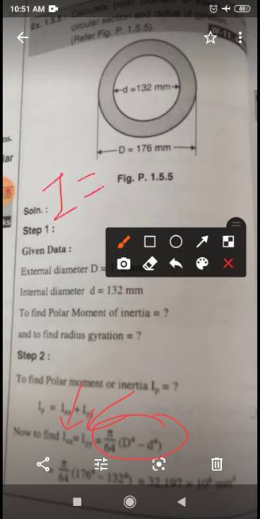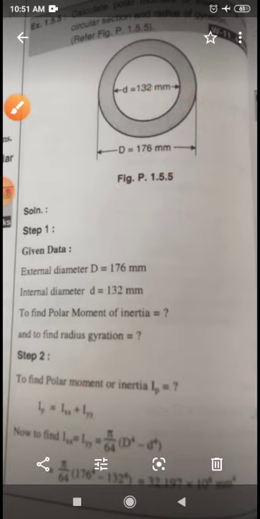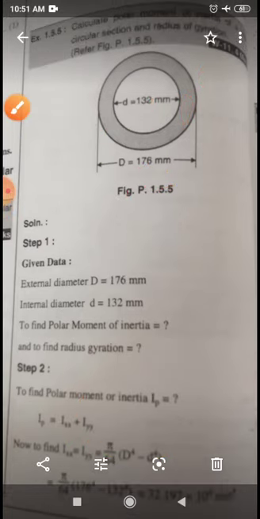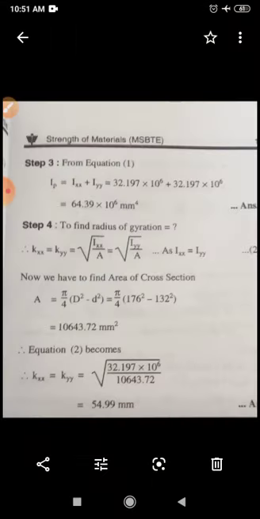I is equal to the value given, 32.197 into 10 raised to 6. Okay, this is the value. Now 10 raised to 6, this is the value for the moment of inertia of this ring about the x-axis and about the y-axis. Now let's see how to calculate the polar moment of inertia and radius of gyration.